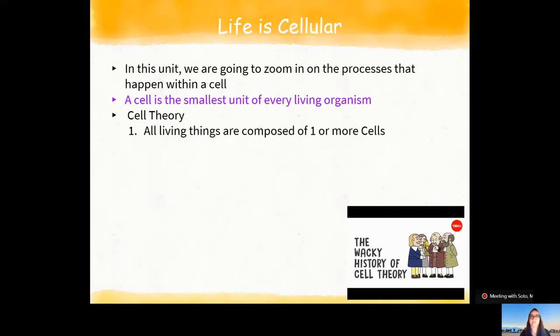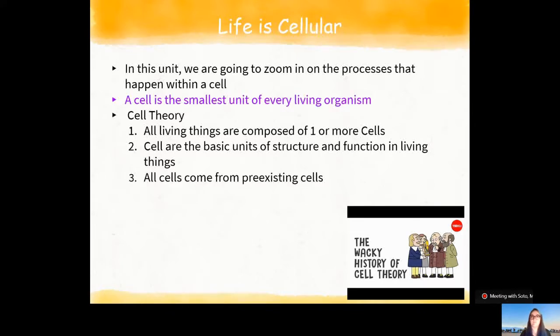So there are three concepts in cell theory. Number one is that all living things are composed of one or more cells. So there are single-celled organisms, some amoebas, for example. Number two is that cells are basic units of structure and function in living things. Three is that all cells come from pre-existing cells.